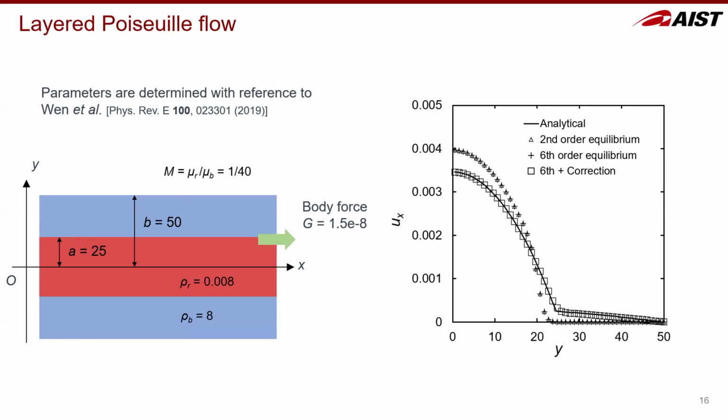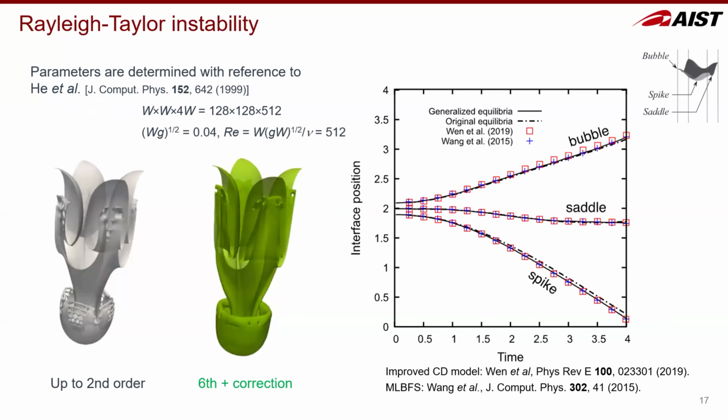Several numerical tests will be shown from now on. The layered flow is shown here. The setup is from the references over there. By using this setup, the body force acts from left to right. And the analytical profile is reproduced only by the 6th order equilibrium and correction. This modified one only agreed with the analytical solutions.